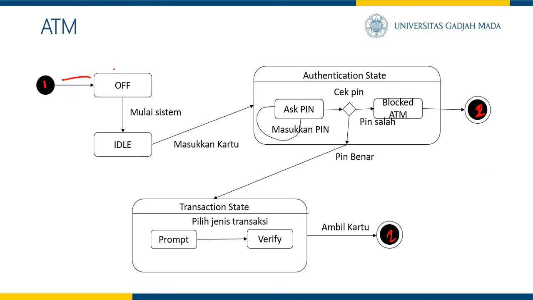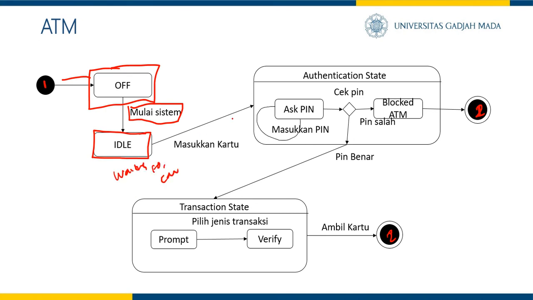So we start here, and then the system is off, and then the admin will begin the system, start the system, and then it will become idle and wait for the card. And then a user will insert the card. That will lead to the next stage, the authentication state. Also, in the state chart, you can group several states into a single state like this one. This is the authentication state, and inside it, we can have the states of asking for the PIN and blocking the ATM card.